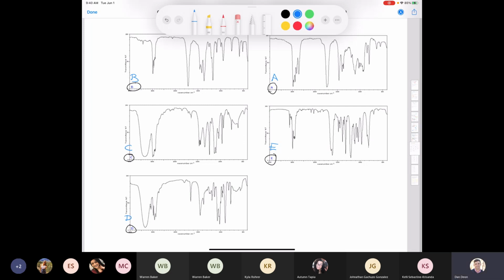Yeah, absolutely. You're all 100% correct. It's C and D, right? See, it's nice to go for the low-hanging fruit, as I call it. I'm sure every single person in the class looked at these and just said, come on, that's an alcohol. So we've already covered a couple of things. It makes the problem a lot simpler. You could just label these as an oxygen-hydrogen stretch, oxygen-hydrogen stretch.